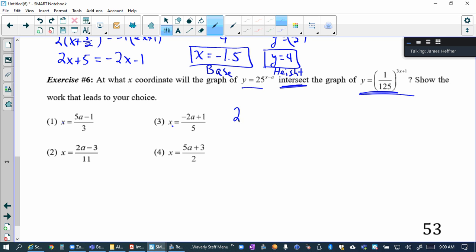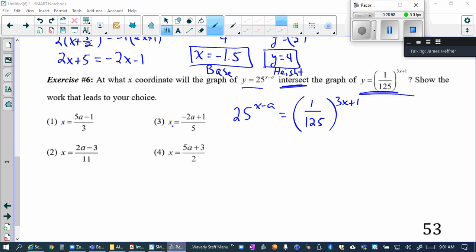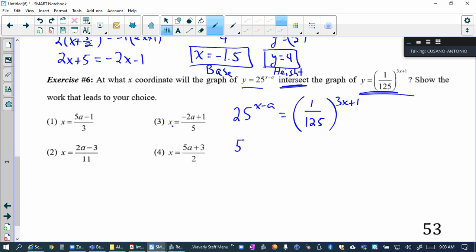So you guys are going to set the two equations equal. So we'll have 25 to the x minus a equaling 1 over 125 to the 3x plus 1. So you'll need a common base, right? I'm going to give you all a couple minutes to plug away at that. What was the common base that you used? The common base is 5. Okay, so on the left side, we rewrote this as 5 to the 2 times x minus a, equal to 5 to the negative 3 times 3x plus 1. There you go.